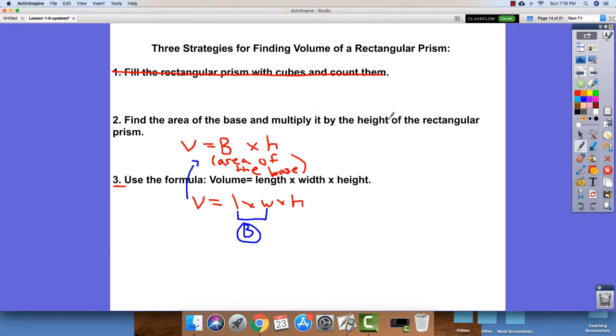So just to review real quick, 3 strategies for finding volume. We could fill the rectangular prism with cubes and count them, but we know we can have more efficient strategies, and those ones are, we could either find the area of the base and multiply it by the height of the rectangular prism, or we can use the volume formula, which is volume equals length times width times height, okay? These are 2 formulas for finding volume, and are probably our most efficient formulas and strategies when we're trying to find volume of a rectangular prism.